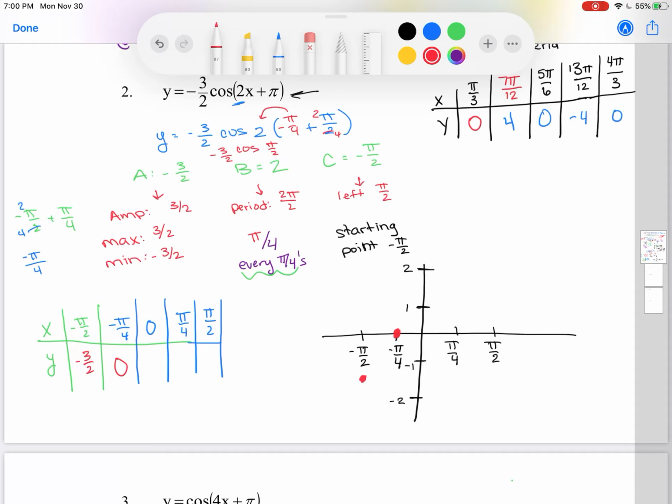Keep on going. If you plug in a 0, 0 plus pi over 2 gives me pi over 2. Pi over 2 times 2 will give me a nice pi. Well, cosine at pi is going to give me negative 1. Negative 1 times negative 3 over 2 gives me a positive 3 over 2.